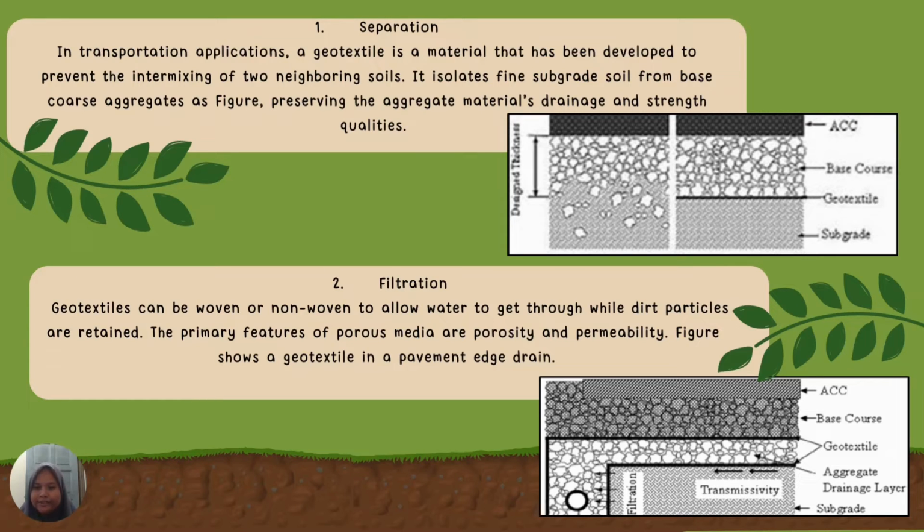Second is filtration, where the geotextiles can be woven or non-woven to allow the water to get through while dirty particles are retained. This operation will apply to the lower drainage layer and upper drainage layer.